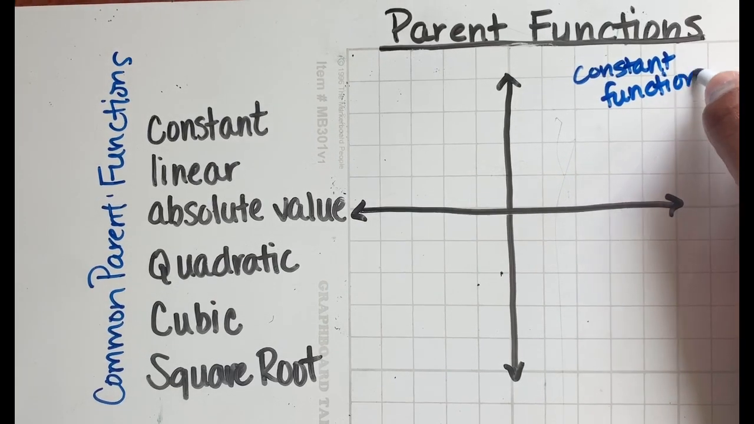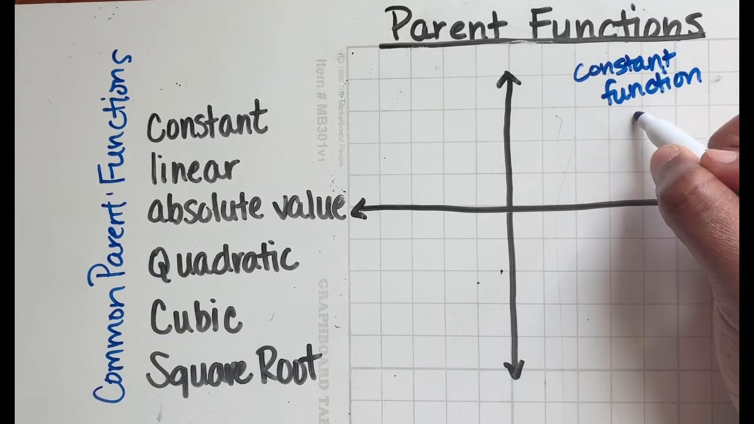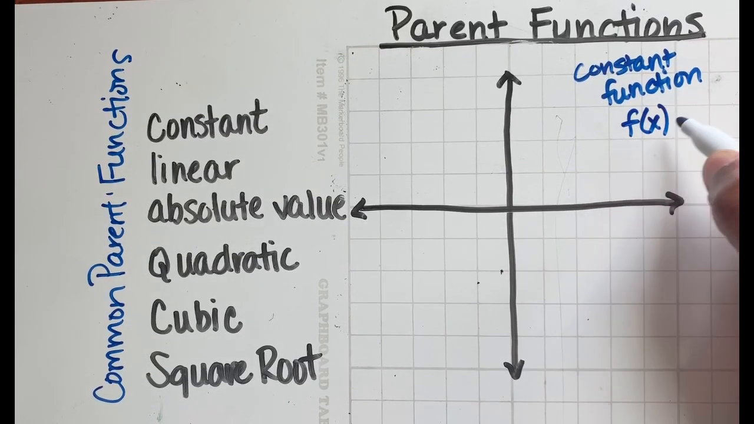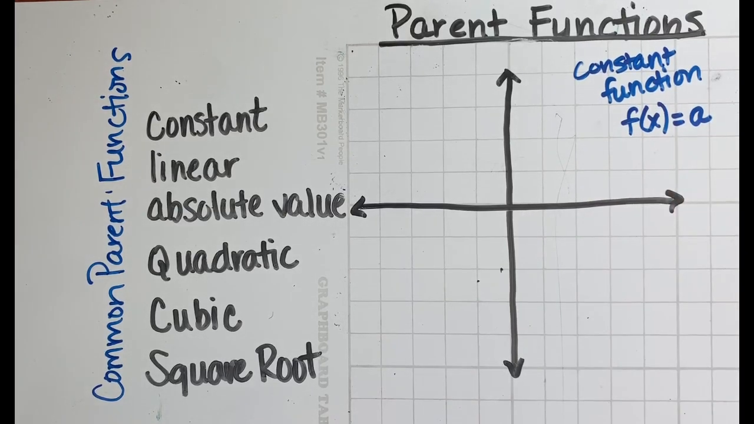Now, the equation for a constant function is f of x. It's a function, so we can write f of x is equal to, and I'm going to write the letter a. A represents any number. So it can be f of x equals 6, f of x equals -2, f of x equals 7, right? This a represents any number.